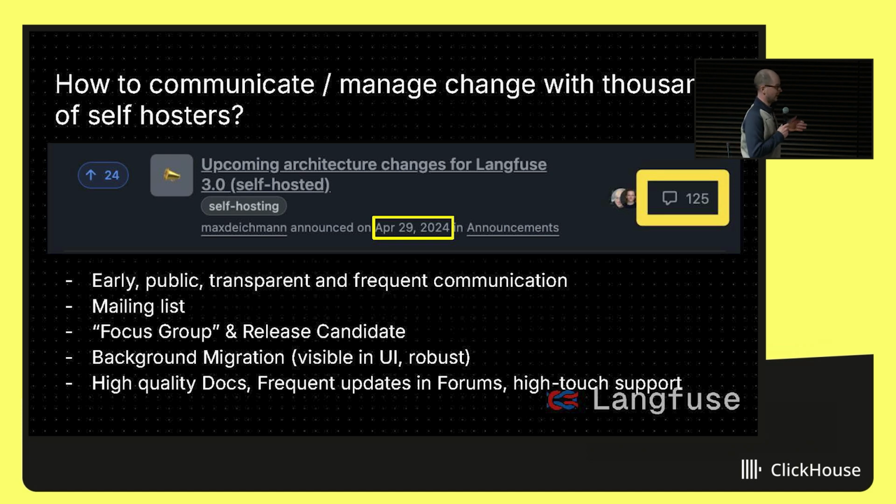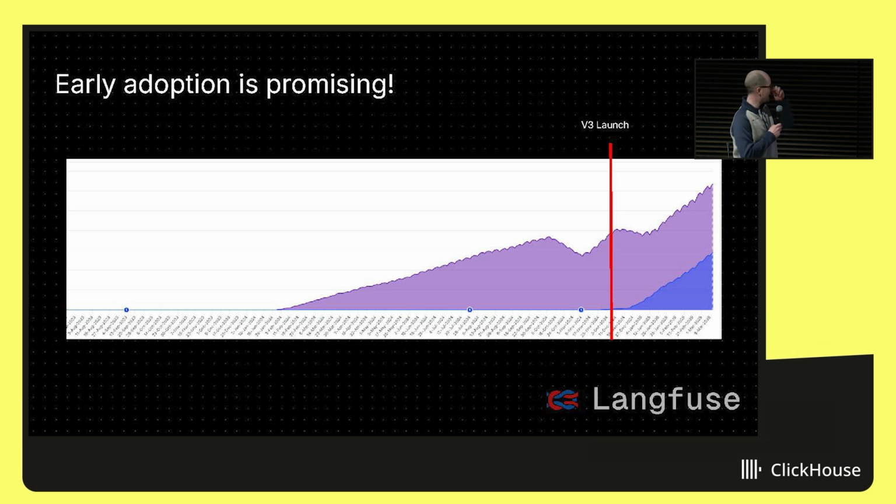And what helps is that our self-hosting software is actually one-to-one the same as the cloud service. So if you self-host Langfuse, it's literally the same thing as what we're running, which I think aligns incentives very nicely if you are rolling out a big change like this. How did this work? Yeah, it worked pretty well.